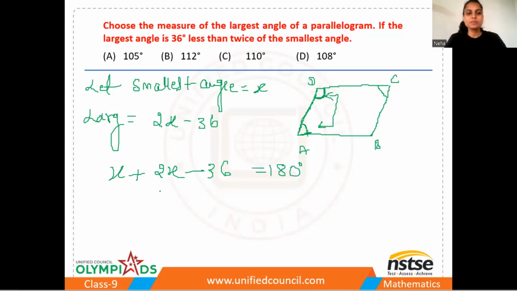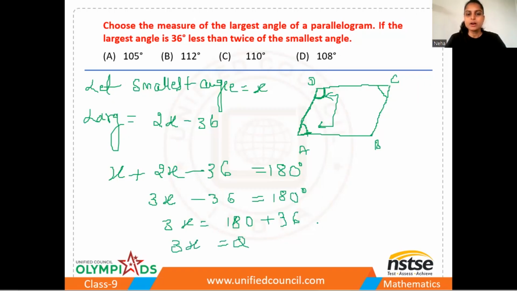Perfect. So x plus x plus 2x is 3x. So this is 3x minus 36 is equal to 180 degrees. That means 3x is equal to 180 plus 36. That means 3x is equal to 216. Alright, so I can say x is equal to 216 divided by 3, which is equal to 72 degrees, right? The question is asking to choose the measure of the largest angle.